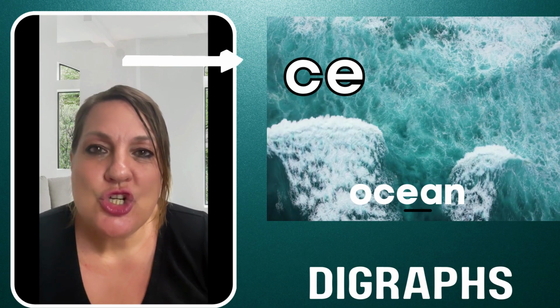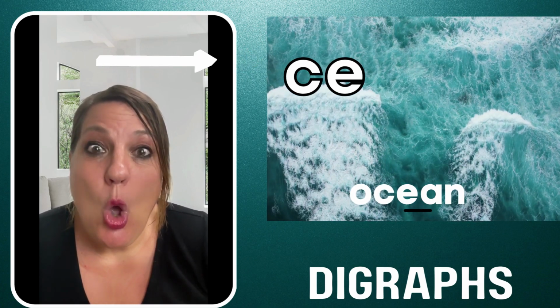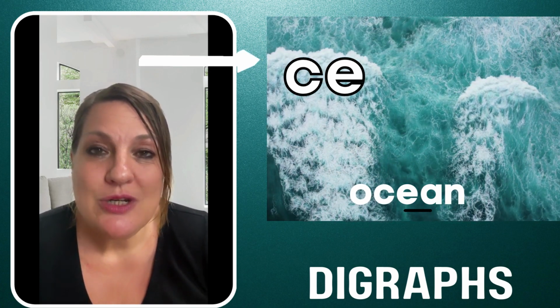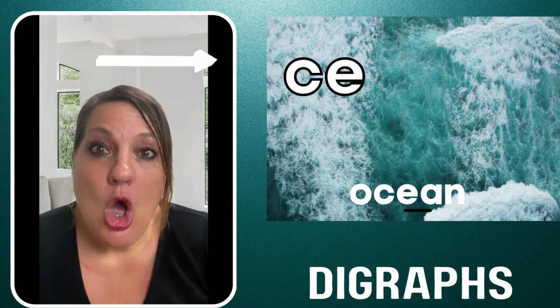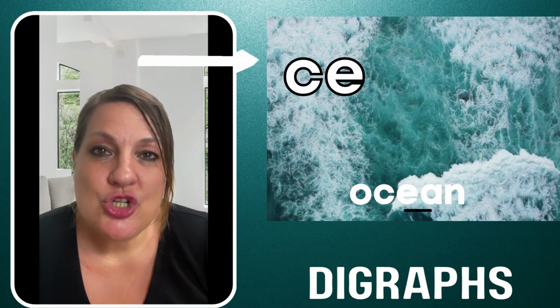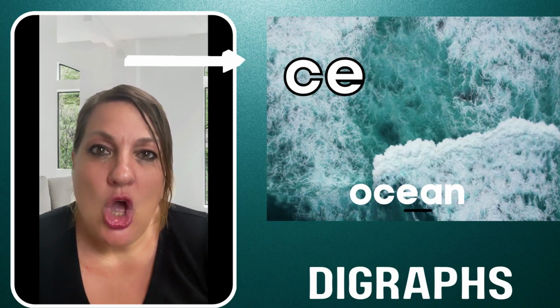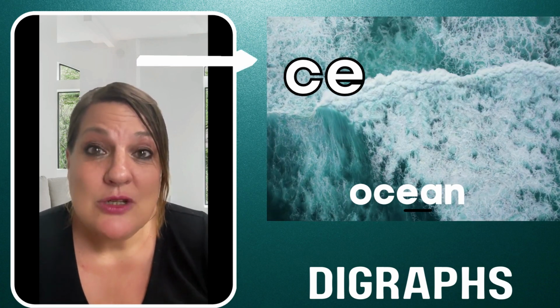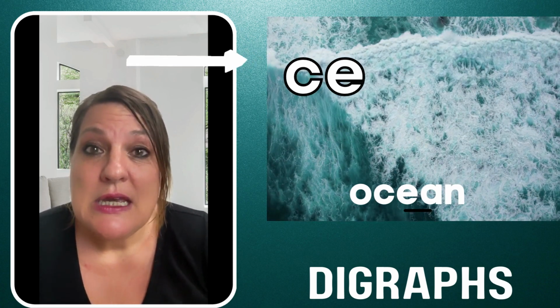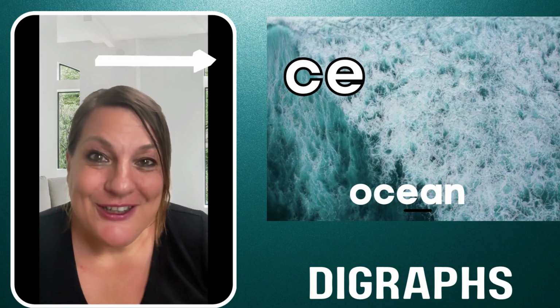Letter combination C and E like this with the EAN followed, we're having a shun sound. Ocean. Can you say it with me? Ocean. Perfect.